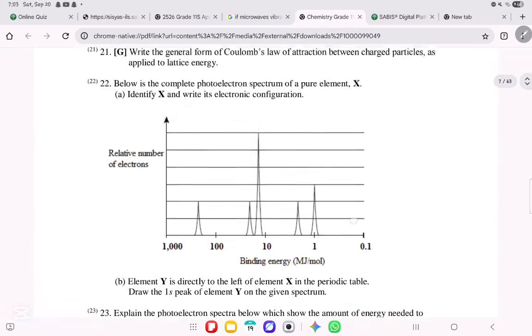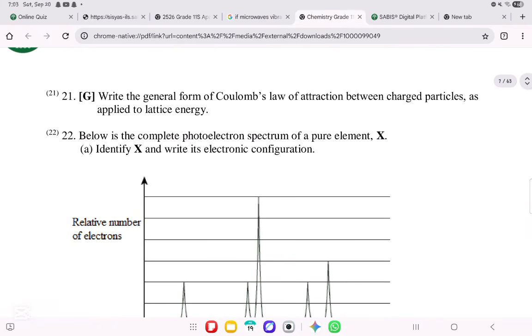Hopefully they will not take time. Write the general form of Coulomb's law of attraction between charged particles as applied to lattice energy. This was the weird formula that we discussed, where chemistry wanted to take something based off Coulomb's law, which is that energy is equal to kq1q2 over r, not r squared. This is very simply 21. We'll move on to 22.